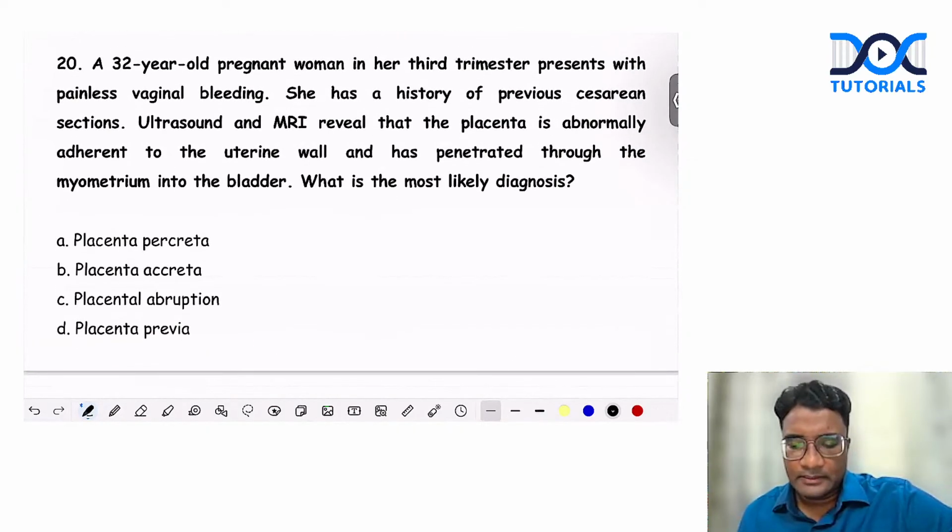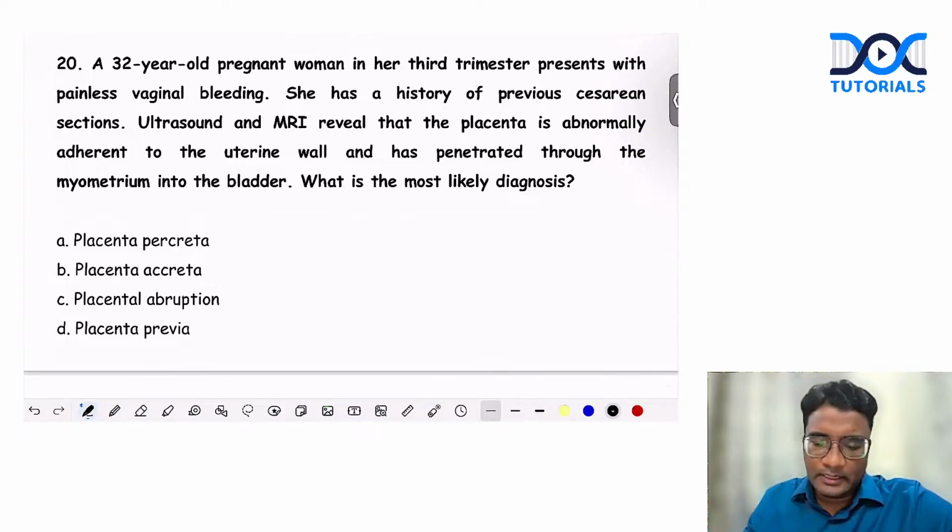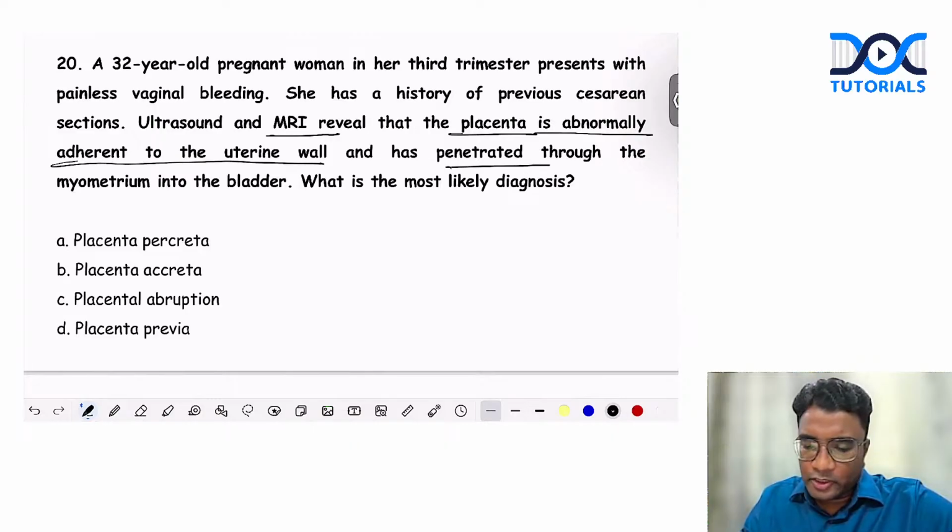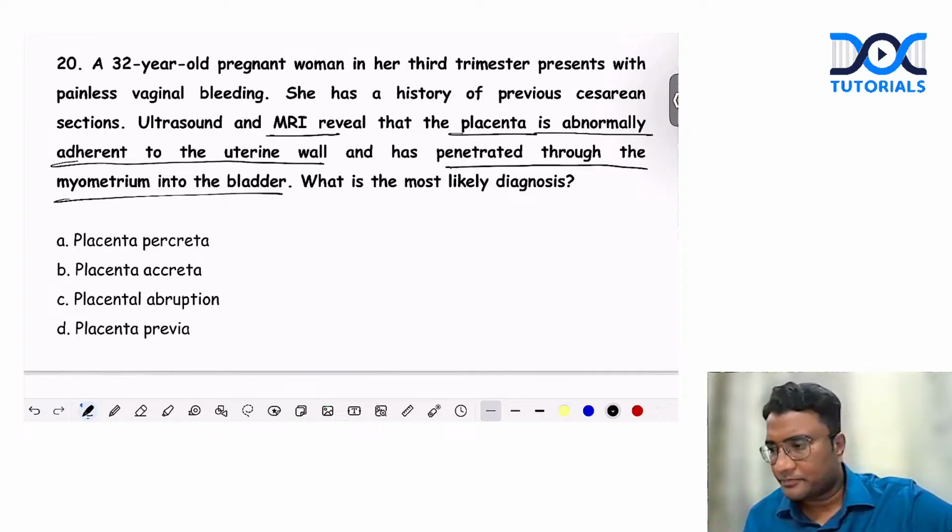Now, they said there is an MR image showing the placenta, which is abnormally adherent to the uterine wall and penetrated through the myometrium into the bladder, going into the surrounding tissue. What is this? What is this answer, all of you? What did you write here?